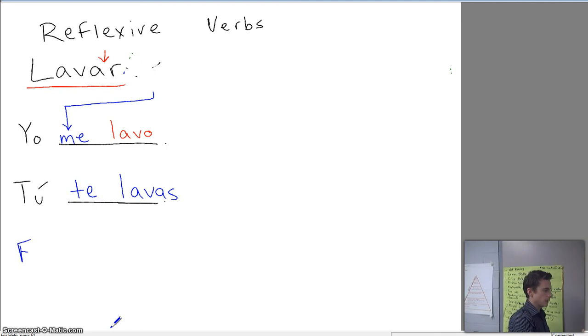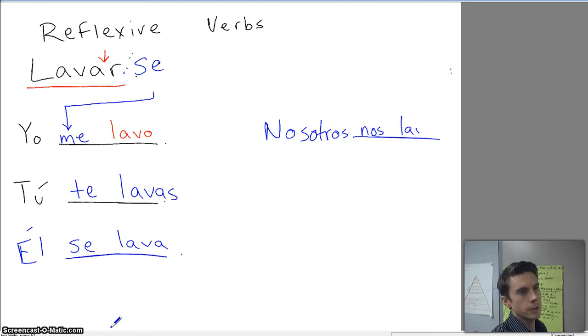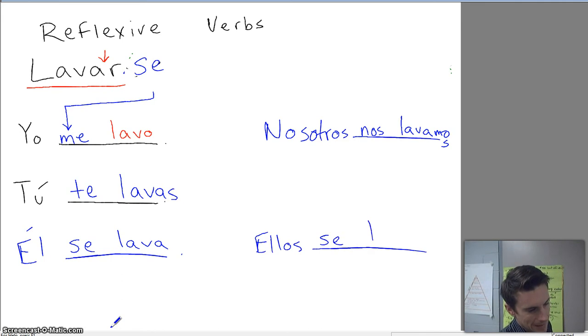Él, ella, usted, same thing. Let's add our pronoun back in there. And now with this one, it stays the same. That's the pronoun that we use. So it's él se lava. What if your subject was nosotros? Well, your reflexive pronoun is nos, and then we conjugate our verb. Nos lavamos. If it's ellos, se lavan. I'll put this up there so you can see it all together.